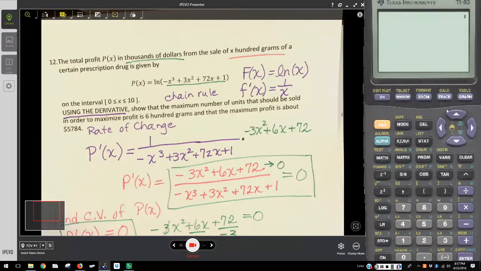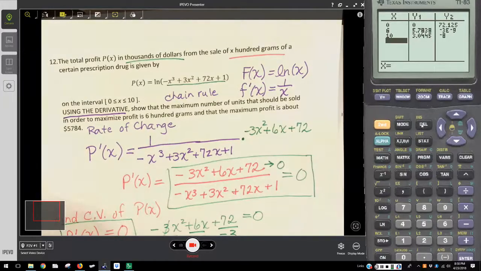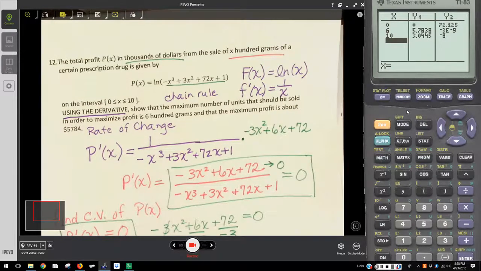I'm going to go to the table, and just for the sake of aggravation, since these are all negative, we're going to delete all those out. And we're actually only interested in what happens when x is 0, what happens when x is 6, and what happens when x is 10. And we see that at 0, f prime of x is positive, which tells us that the function is increasing, which is what we were hoping for.